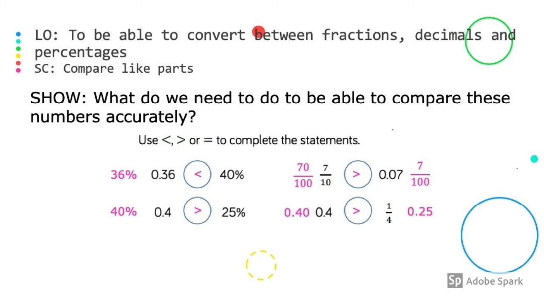40% is bigger than 36%. 40% is greater than 25%. 70 hundredths is greater than 7 hundredths. And 0.40 is greater than 0.25.